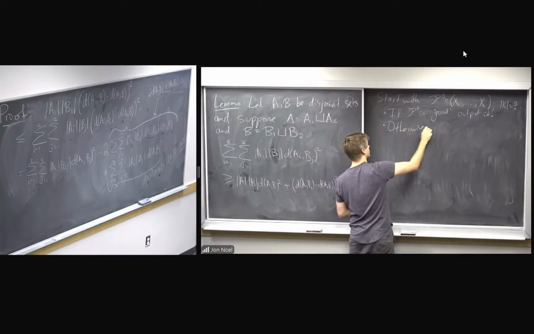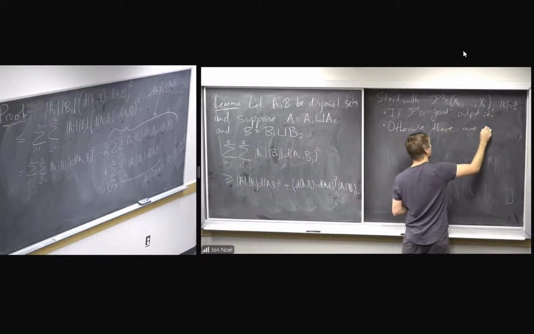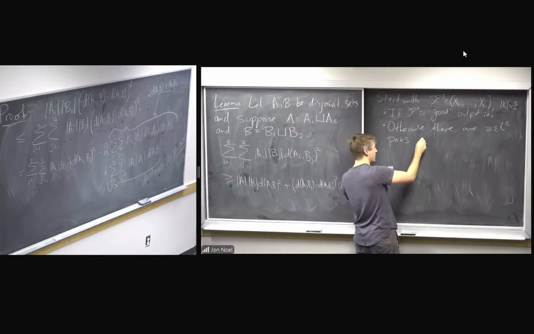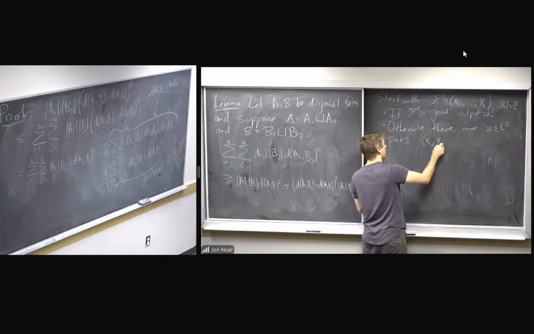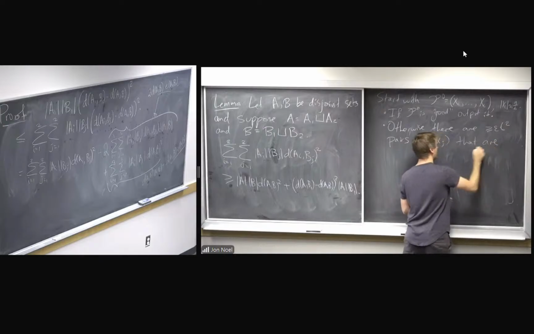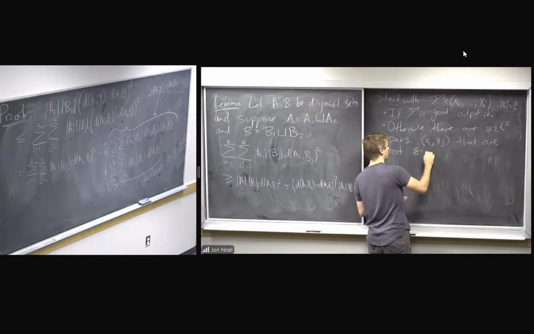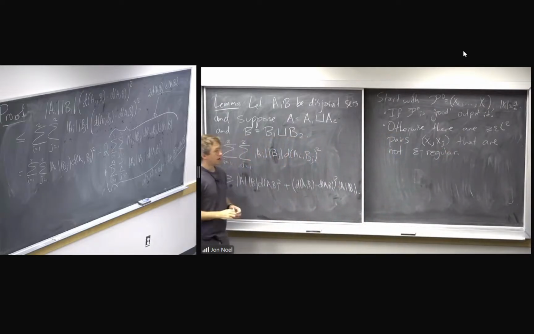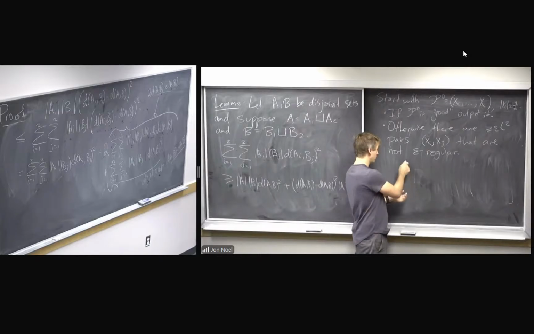Otherwise, there are at least epsilon t squared pairs. The only thing that can go wrong is that there are lots of pairs Xi, Xj that are not epsilon regular. And basically what we're going to do is go through them one by one, for each such pair.